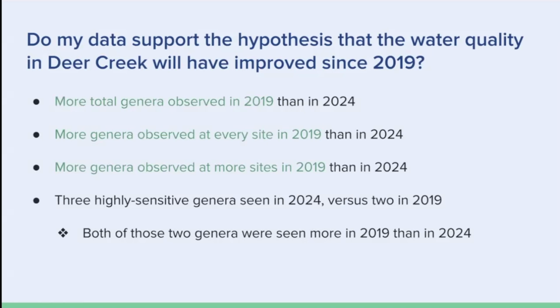And then we had a bit more ambiguous one, high pollution sensitivity: more total genera, once again specifically from Palmer's list, highly sensitive genera seen in 2024, but greater abundance of those genera in 2019. What do y'all think based off of this? This is interactive.